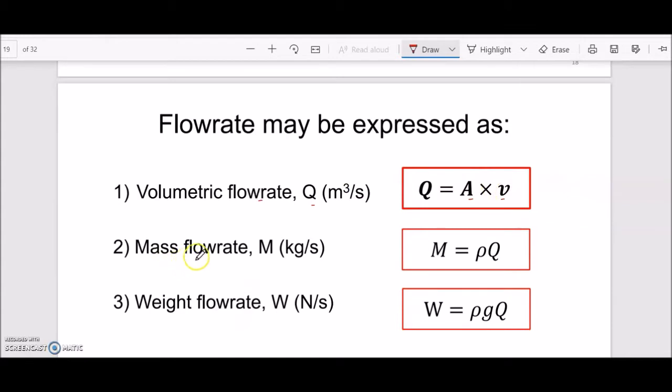And then mass flow rate, in kilograms per second, M equals rho times Q, and then the weight flow rate, W, is rho times gravity times flow rate.